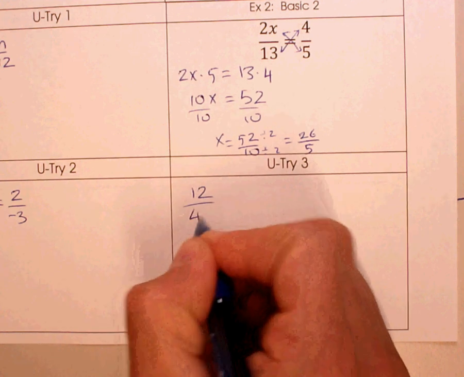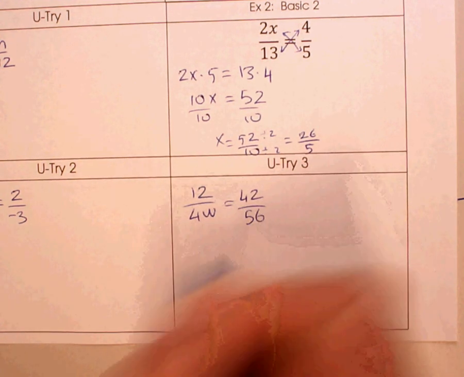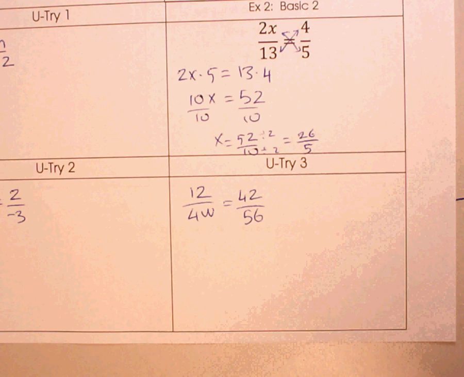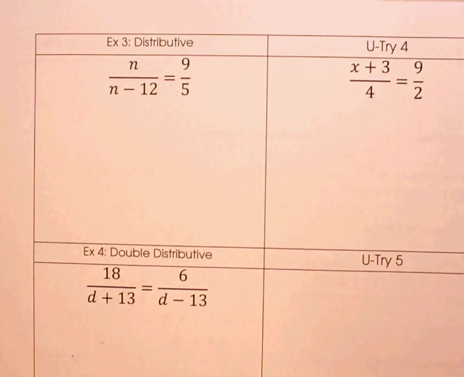12 over 4w is equal to 42 over 56. Do your cross product, isolate the variable, solve for w, and don't forget to do a check step. Let's look at another type of example where we actually solve a distributive property.